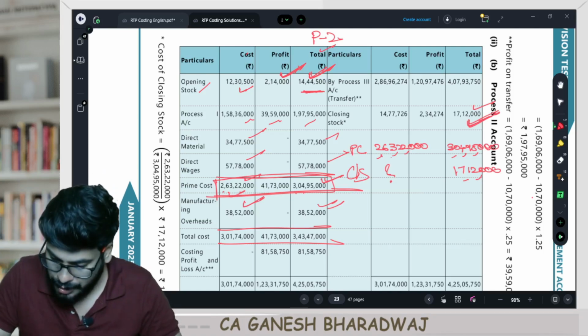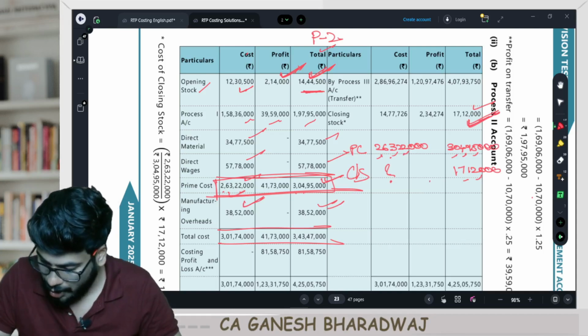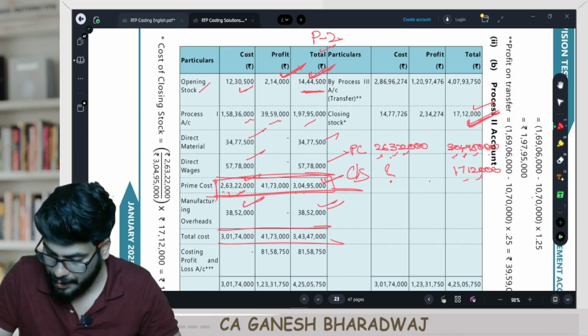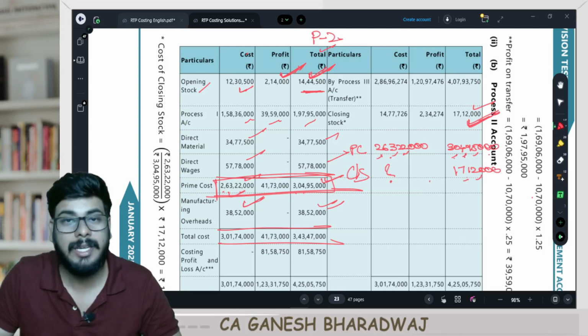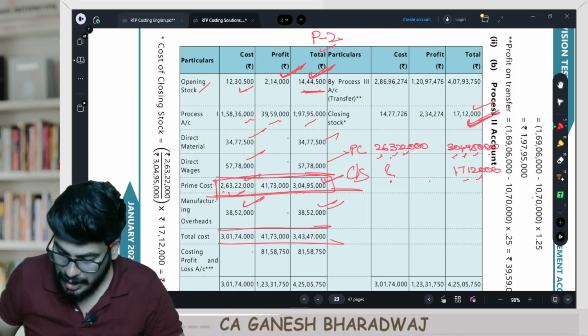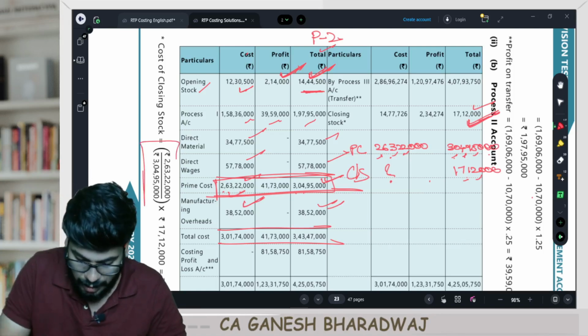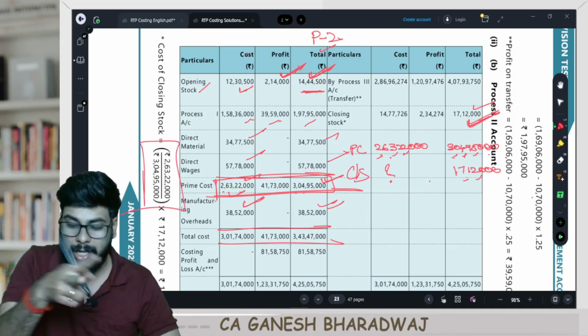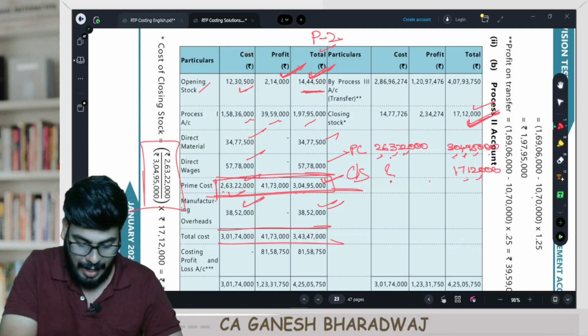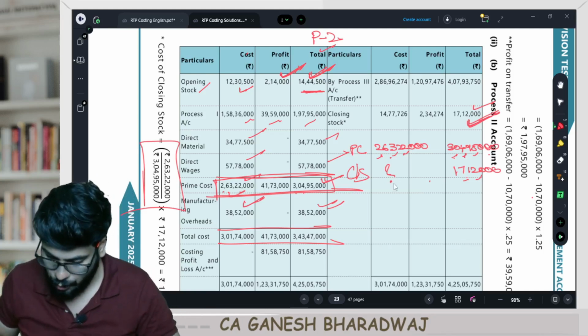So 2 crore 63 lakh 22,000 divided by 3 crore 4 lakh 95,000 multiplied by 17 lakh 12,000. This is something that you can do. This cross multiplication is what they have done here. Correspondingly, they have proportioned and arrived at the figure here. I will show it to you. One second.